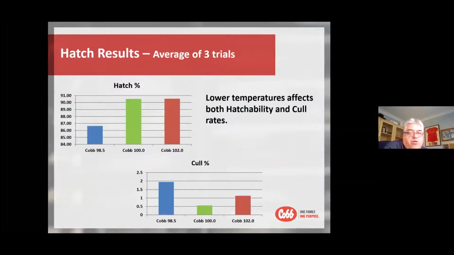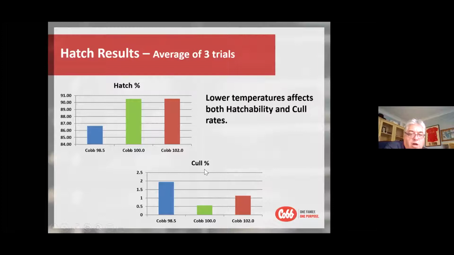When we look at the hatch results, you can see that low temperature is very negative for hatchability. You can see here the optimum of 100 degrees gives us the best hatchability. If you want to get chicks out faster, it's great. You just turn the temperature up. But if you do that, you can affect your quality.